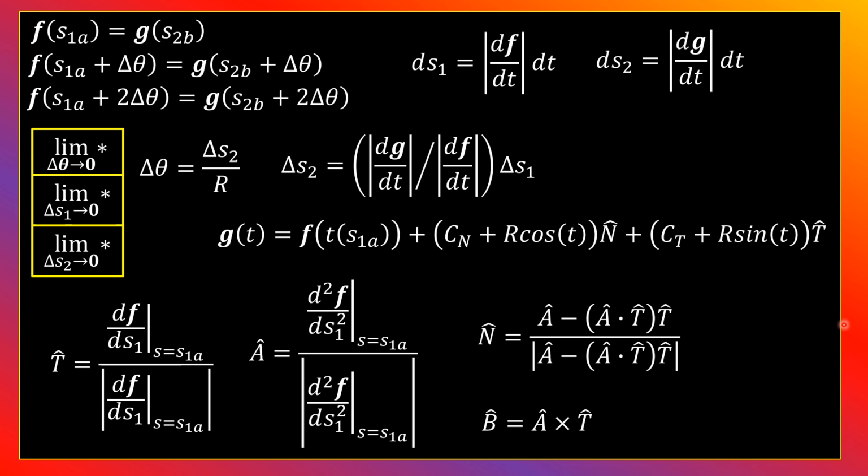Additionally, we have t hat, which describes our unit tangent vector to the circle, constructed from f of s1a and f of s1a plus delta theta. I'll actually show the simplified version on this slide because the factor r over the magnitude of df by dt, this thing over here, actually cancels out in the numerator and the denominator. And it's also the same idea with the a hat, the acceleration vector, where you get square terms that cancel out in the numerator and denominator.